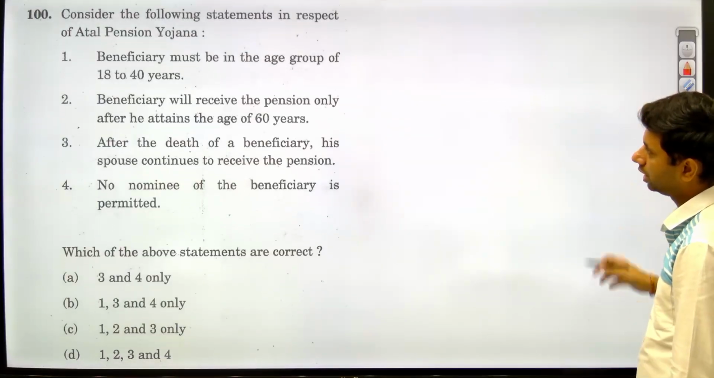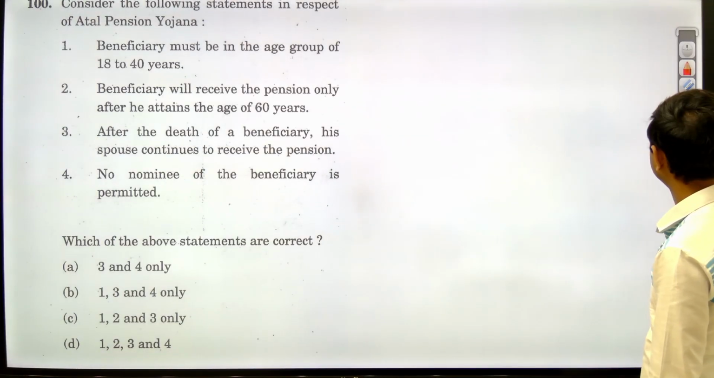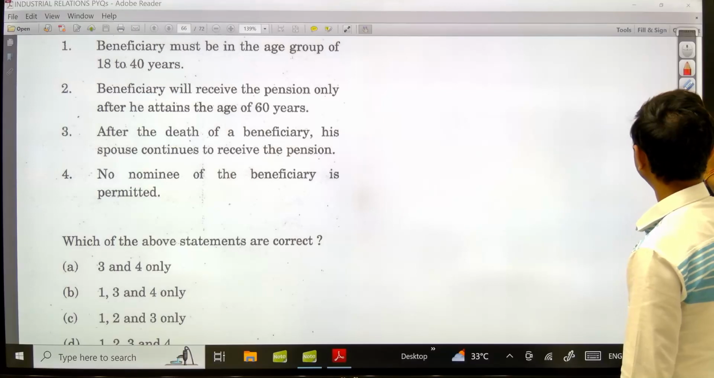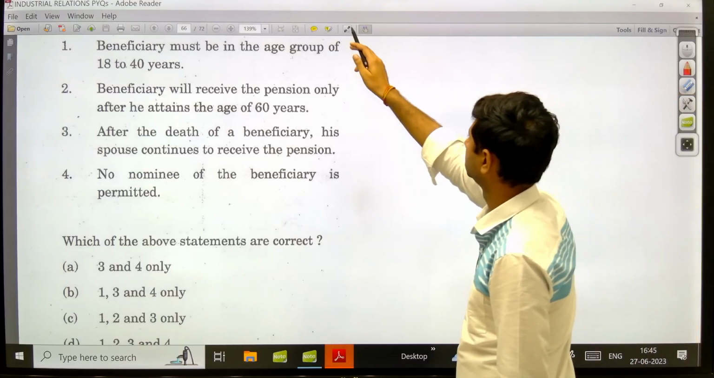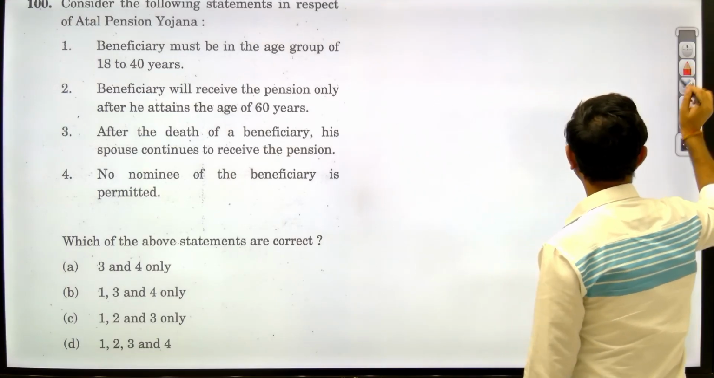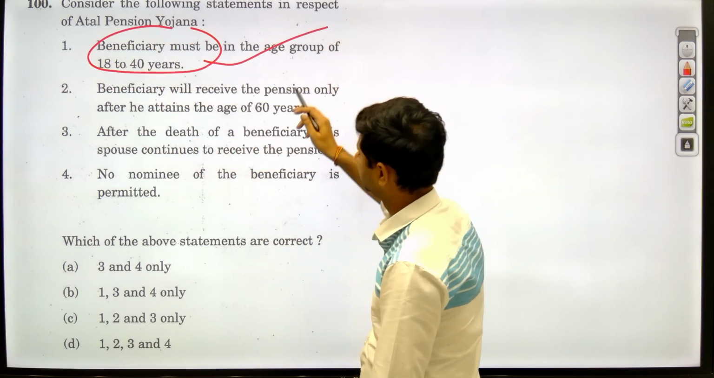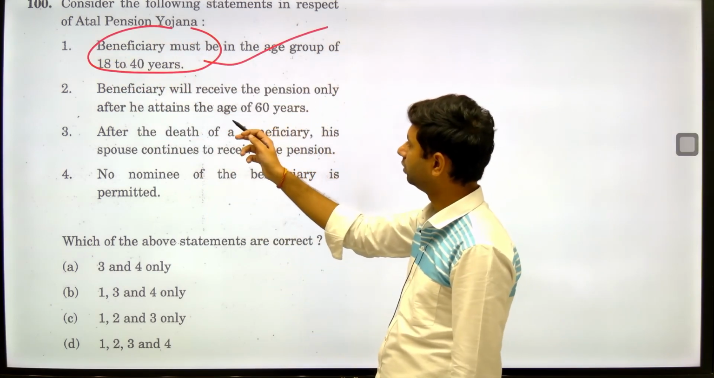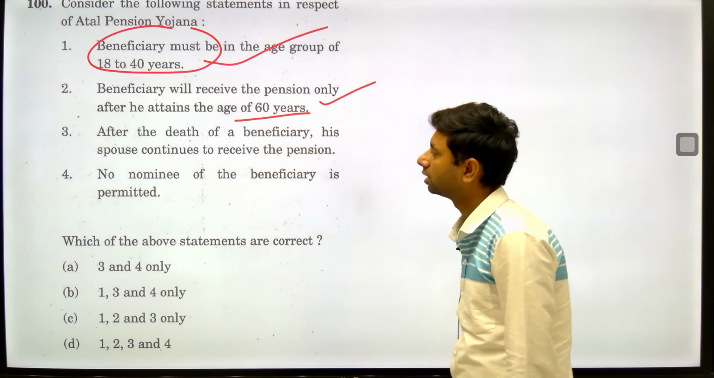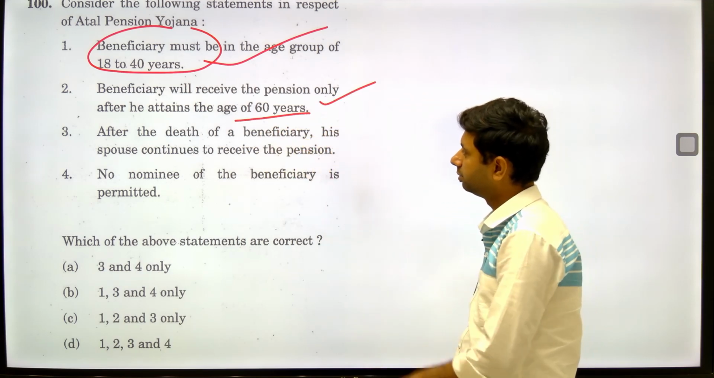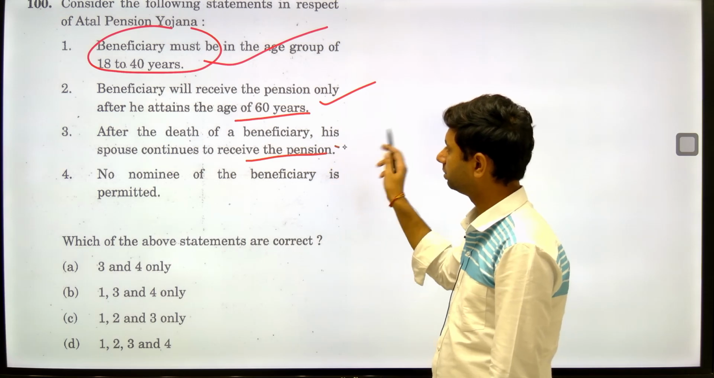Next question is about Atal Pension Yojana. Again the same thing. We all know 18 to 40 years is the beneficiary eligibility, correct? Beneficiary will receive pension only after he attains 60 years. Very correct. After death of beneficiary, his spouse continues to receive pension.